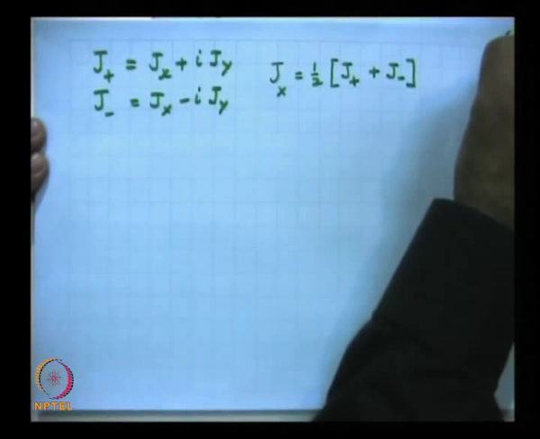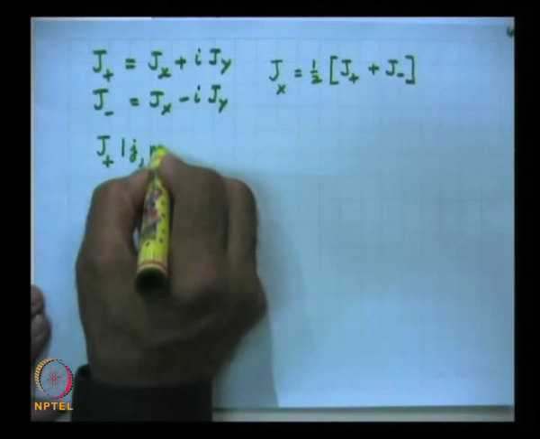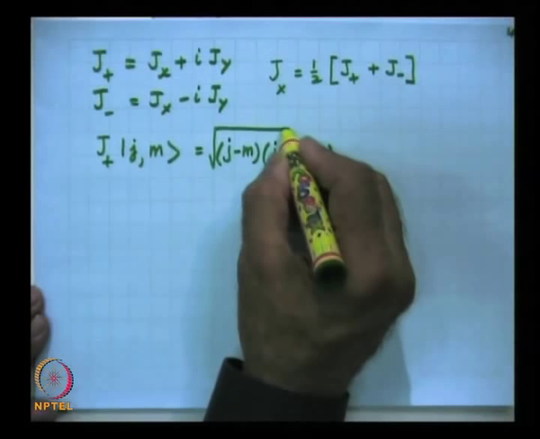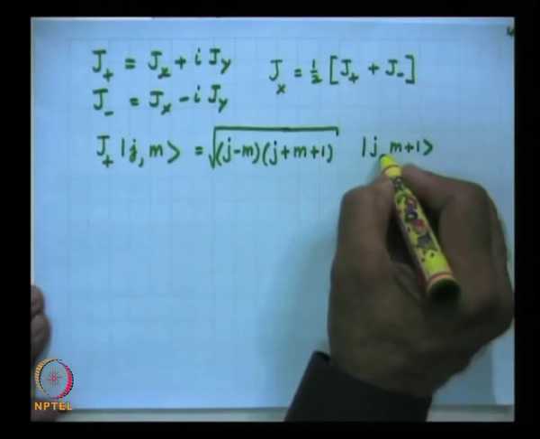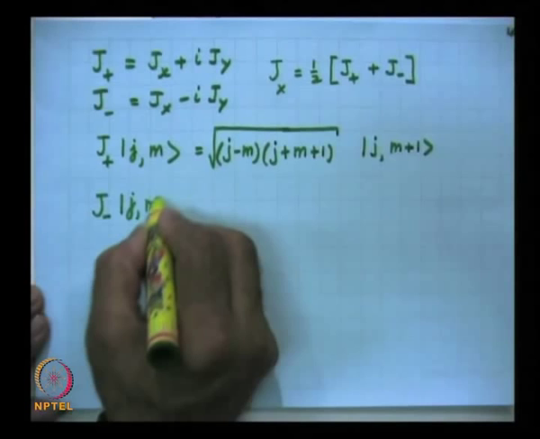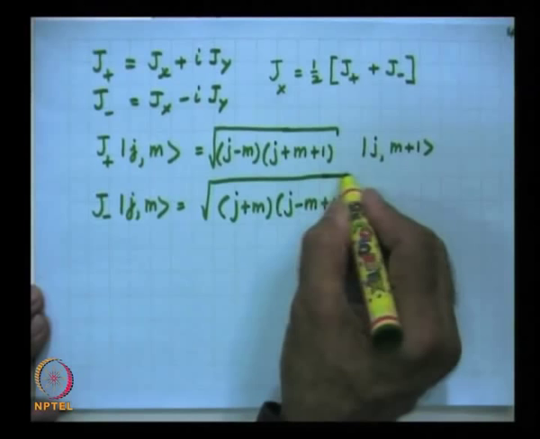So, now we know that J plus ket jm, we had derived this. This is equal to square root of (j minus m)(j plus m plus 1) ket j, m plus 1, and then J minus ket jm was equal to this, you must remember, square root of (j plus m)(j minus m plus 1) ket j, m minus 1.